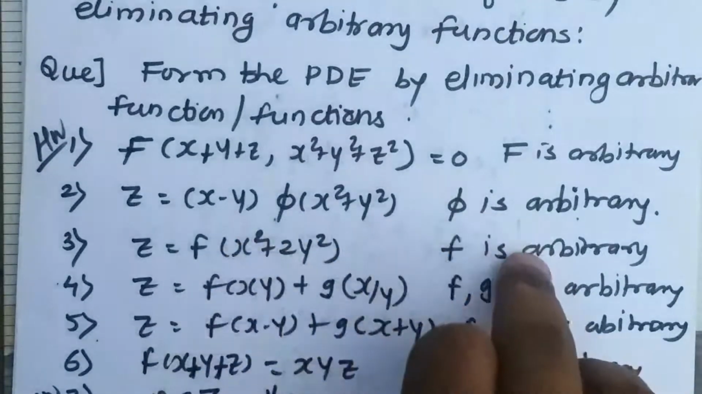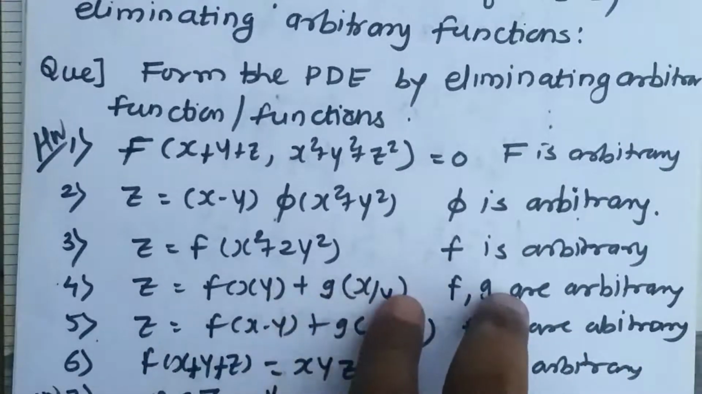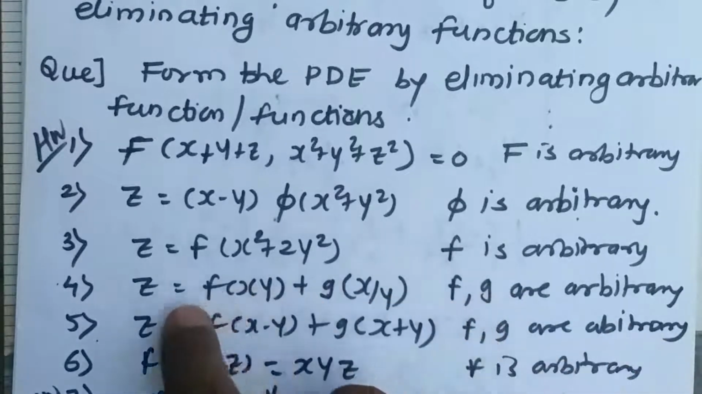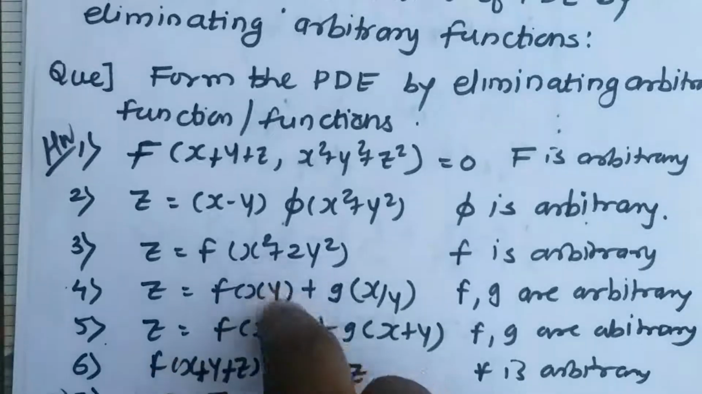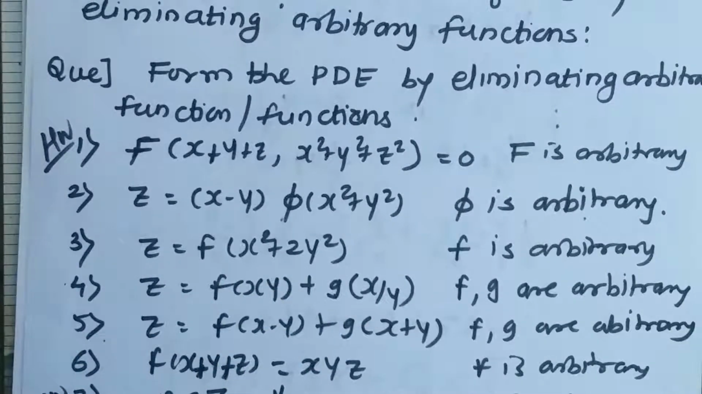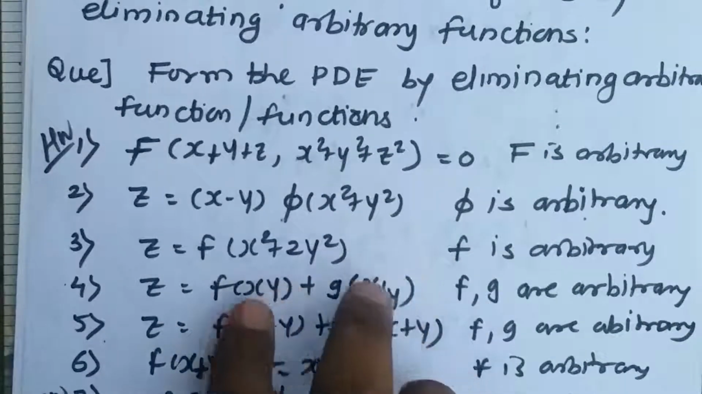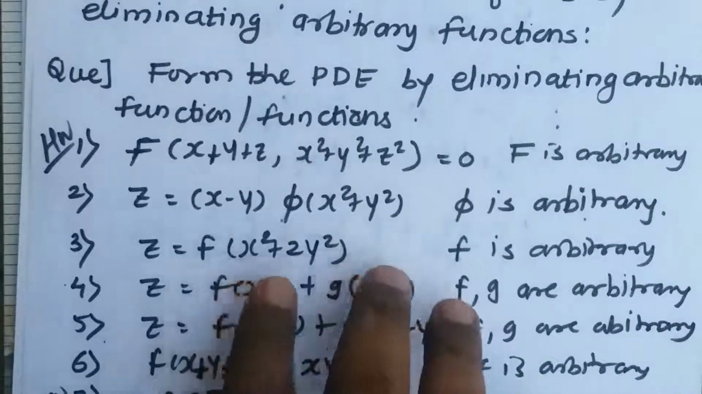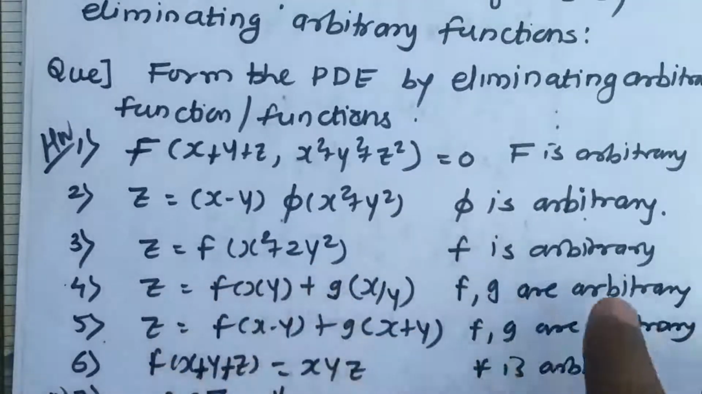Here also we have a single arbitrary function. Now there may be situations where you have more than one arbitrary function in the solution. For example, z equal to f of x into y plus g of x by y, where f and g are arbitrary functions. In this case, we don't get a partial differential equation of order 1. Whenever more than one arbitrary function is there, we need to differentiate more than once. Hence, the order of the differential equation increases. So here we'll obtain a partial differential equation of order 2, not of order 1. How we are going to get that, we will see in this video.